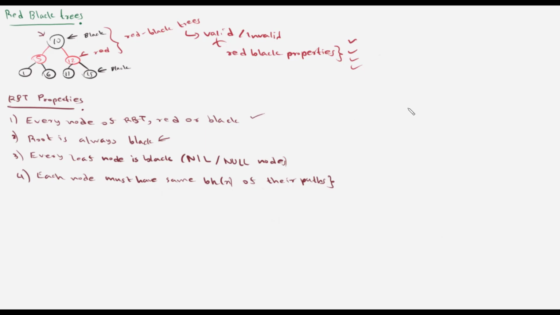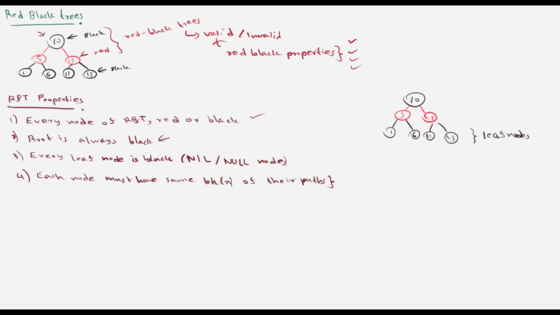So let me redraw this corresponding example again. So 5, 12 and 1, 6 and 11 and 15. So these are the leaf nodes. And in this case leaf nodes are black. But this property isn't talking about these leaf nodes.